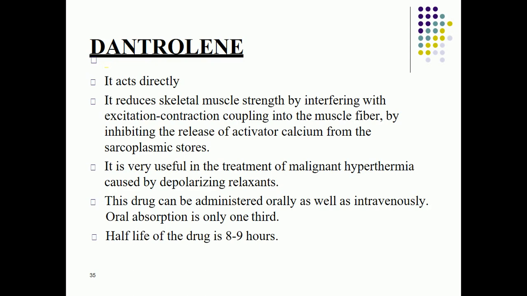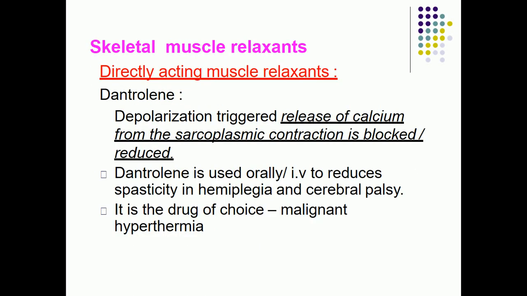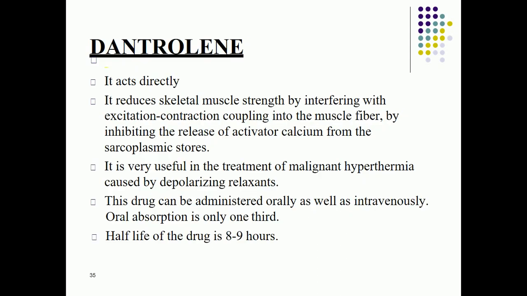Dantrolene is a directly acting muscle relaxant. It can reduce skeletal muscle strength by interfering with excitation-contraction coupling in the muscle fiber, by inhibiting the release of activator calcium from the sarcoplasmic stores. It is very useful in the treatment of malignant hyperthermia caused by depolarizing relaxants, and this drug can be administered orally as well as intravenously. Oral absorption is only one third. The half-life of this drug is 8 to 9 hours.